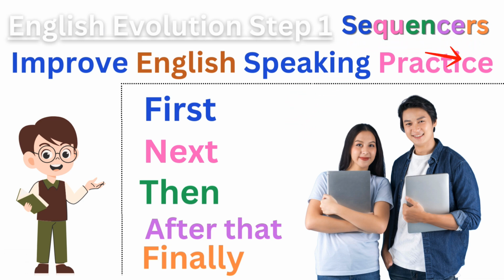Remember the colors; they can help you understand the sentences. Imagine that you want to tell a friend how to make your favorite sandwich. You could just list the ingredients, but wouldn't it be clearer if you explained the steps in order? That's where sequencers come in. Words like first, next, then, after that, and finally guide the listener or reader through the process step by step.